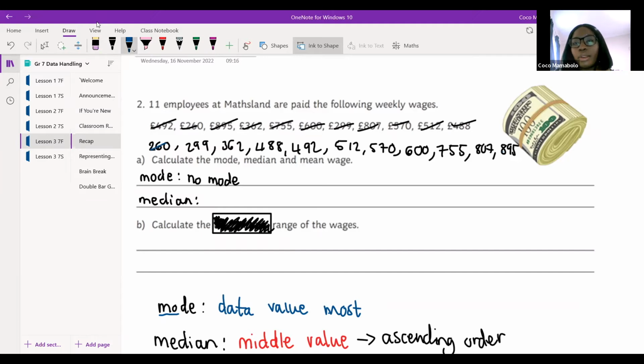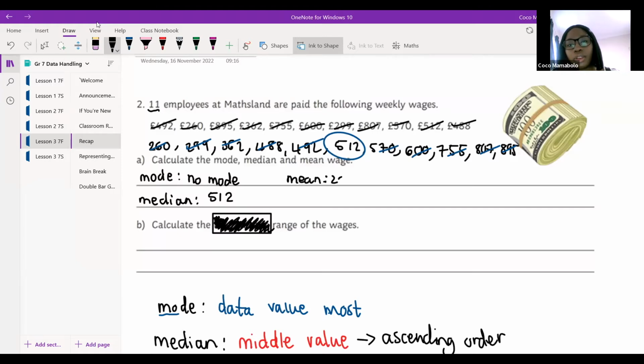So I'm going to cancel 1, 1, 2, 2, 3, 3, 4, 4, 5, 5, and they meet right here in the middle with the 6th value. So my median is 512. Okay, good. That's my median, 512. Excellent. So now I have to find my mean. In order to find my mean, I have to take all of these and add them together. And then they already told me that there are 11 employees. So I'm going to add all the numbers together and divide them by 11.